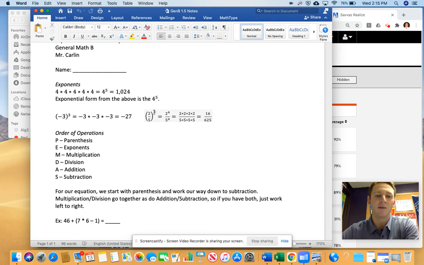Now, if we have an exponent with a fraction, we actually have to distribute the exponent to both the top and the bottom of the fraction. So it's actually 2 to the fourth and 5 to the fourth. 2 to the fourth would be 2 times 2 times 2 times 2, multiplied by itself 4 times. And 5 to the fourth is 5 times 5 times 5 times 5. As we can see, that equals 16 over 625.